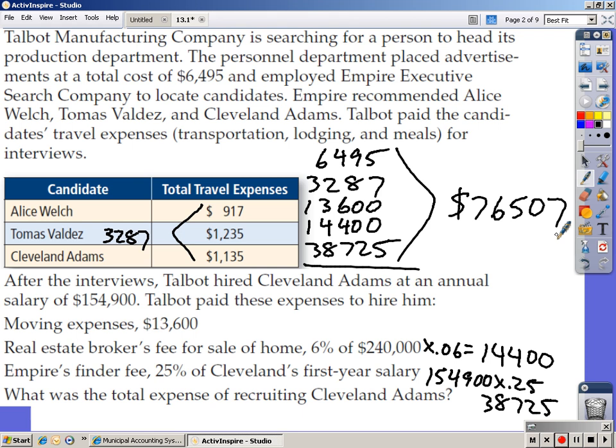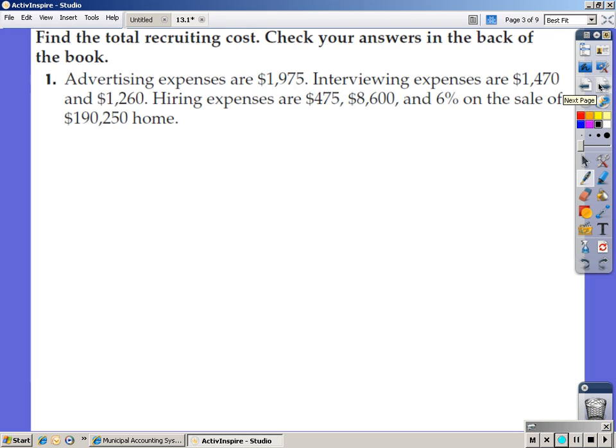Plus, now they have to pay him his annual salary. All right? So that is why businesses use headhunters to find the right person. They don't want to pay those expenses all the time. They want to find somebody to come work for them that's going to stay there and do a good job. All right? So let's look at problem number 1 of your homework. Okay? Push pause, work this out, and play to see it done.